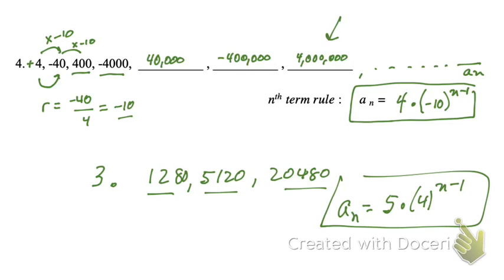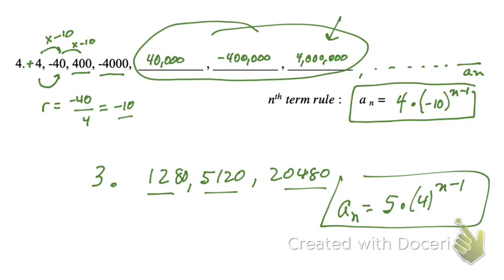Okay, so on your homework, find the 3 missing terms, figure out what you're multiplying by, and write the rule. Okay, we'll see you tomorrow.